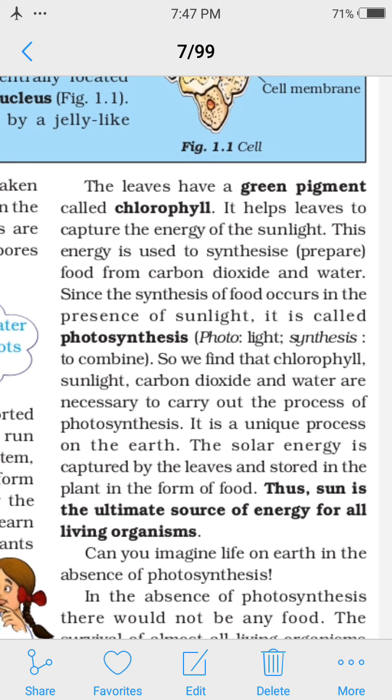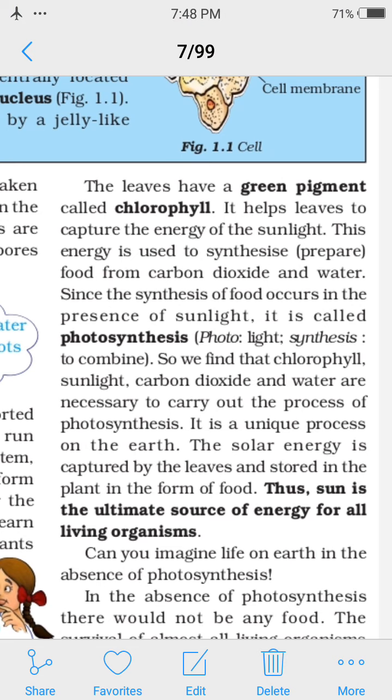Photo means light and synthesis means to combine. Now here the leaves have a green colored pigment which is called chlorophyll. Because of that chlorophyll the leaves have green color. It helps the leaves to capture the energy of sunlight. This energy is used to synthesize or prepare the food from carbon dioxide and water. Since the synthesis of food occurs in the presence of sunlight, it is called photosynthesis.